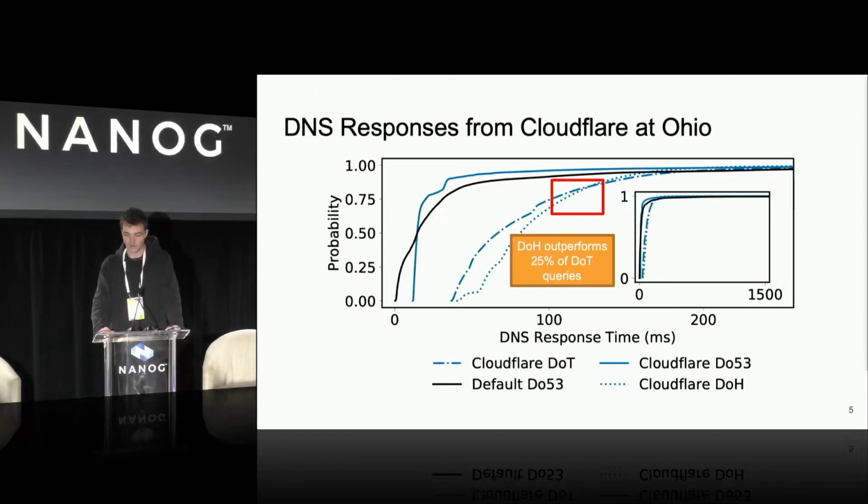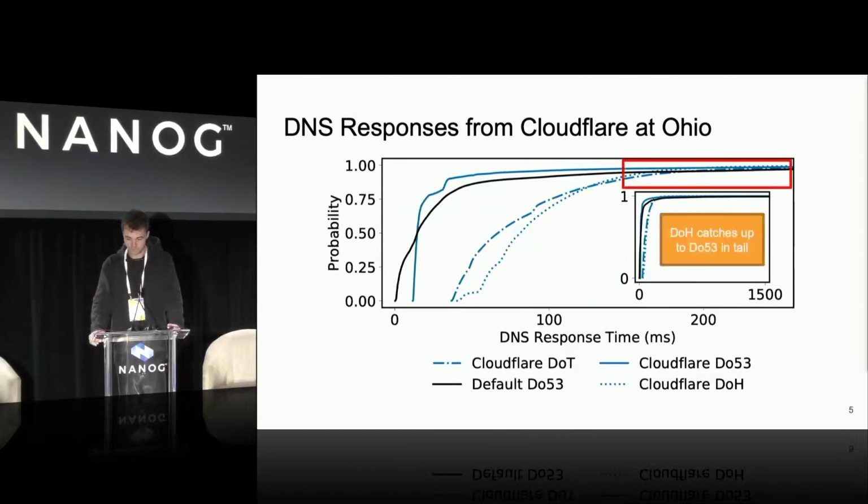As you can see on the bottom, this is just for the first about 250 milliseconds on the x-axis, but then you can see on the shorter plot that this is going up to 1500 milliseconds. So although DoT is taking over in the beginning, DoH manages to outperform it. And then what we're seeing is that actually in this tail of the initial response times, DoH is catching up to DoH 53.